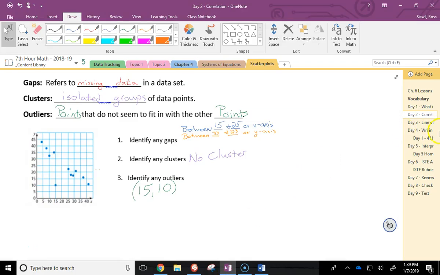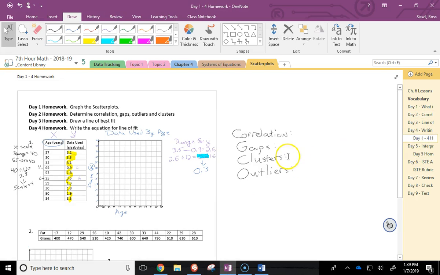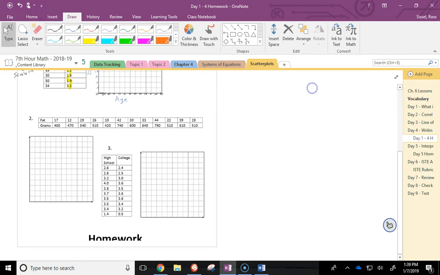Your only homework for tonight: go back to your homework page. On the 3 scatter plots that we graded today, you have to tell me the correlation, gap, clusters, and outliers for each one. So go to number 1. Then go to number 2. What's the correlation, the gap, the outlier, the cluster? Go to number 3. What's the correlation? What's the gap? What's the cluster? What's the outlier? That's your homework. We'll make it worth 12 points tomorrow, but it's still a completion grade. If you do it, I'll give you full credit.